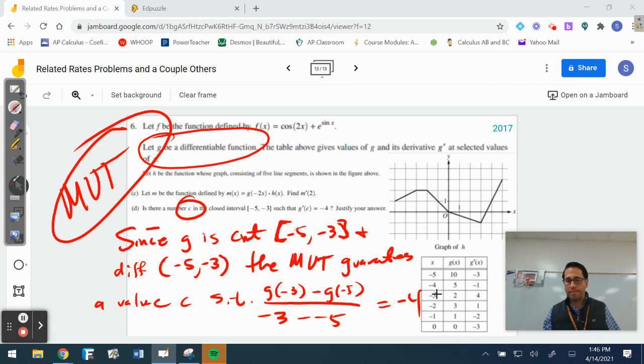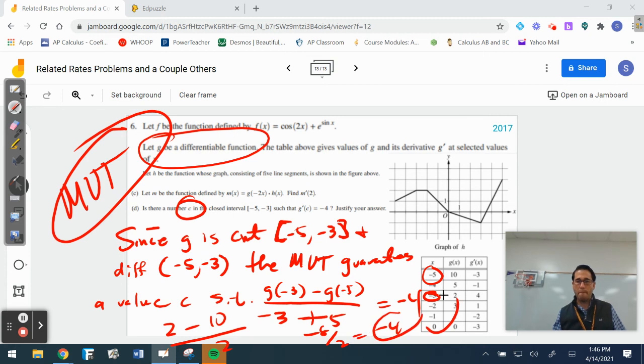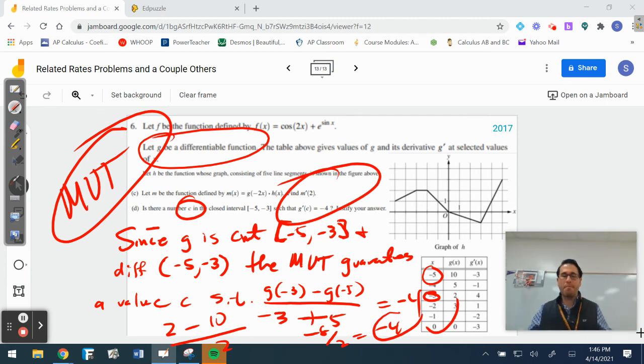What's G of negative 3? There's negative 3. G of negative 3 is 2. Okay. What's G of negative 5? G of negative 5 is 10. Okay. Over negative 3 plus, that'd be 2. That'd be negative 8 over 2. That'd be negative 4. Booyah, booyah, check. You can't put anything past me, AP exam.